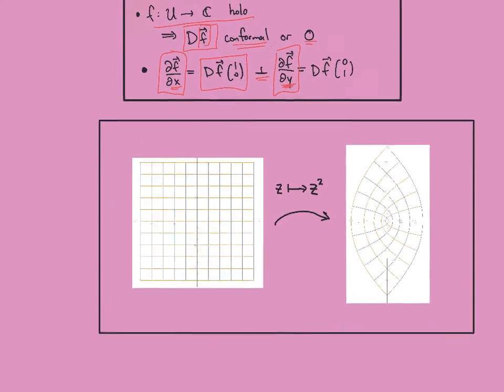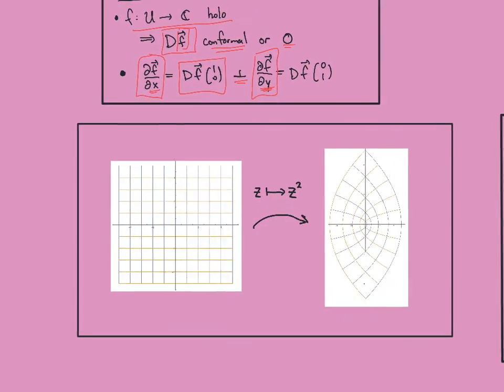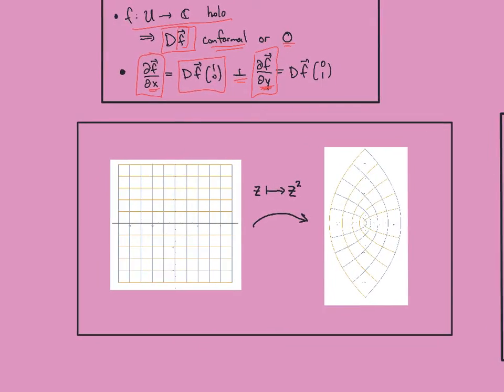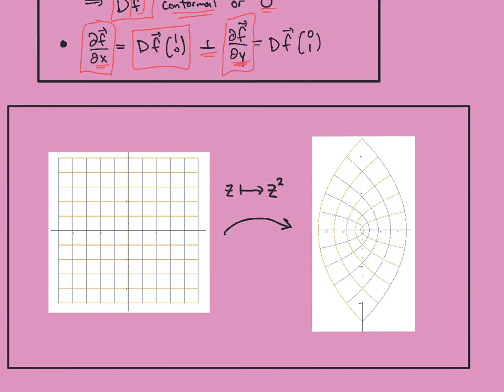Let's look at the map z goes to z squared. So here I have drawn what the map z goes to z squared does to a bunch of horizontal and vertical lines. And you can see that obviously horizontal and vertical lines will be orthogonal to each other, and they map to curves that have tangent vectors that are orthogonal to each other.